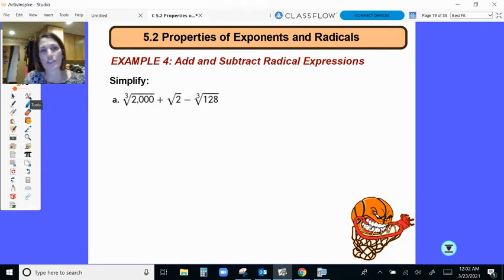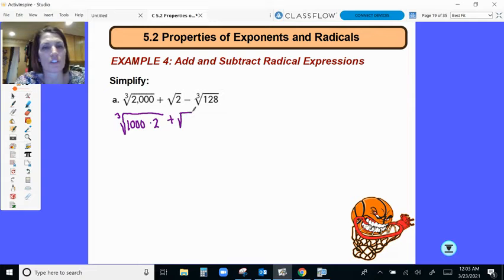Let's simplify this guy. So it's a cube root. So I want to think of a cube root factor that will go into 2,000, and I know that 10 cubed is 1,000. So this is going to be the cube root of 1,000 times 2, right? So plus the square root of 2 minus, and here's another cube root, and a cube root of 128 is 64. And this just takes some practice, you guys. So you have to play around with it and kind of divide, maybe do a factor tree. But this is going to be 64 times 2, okay?